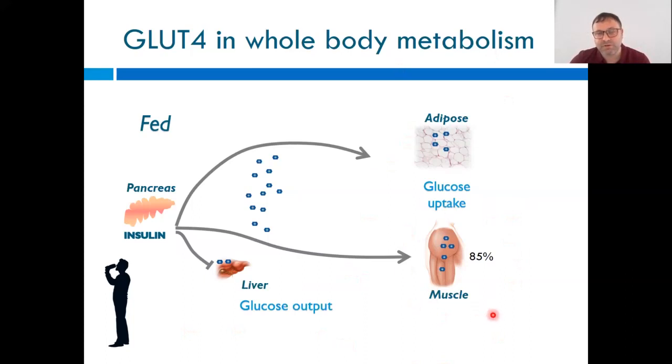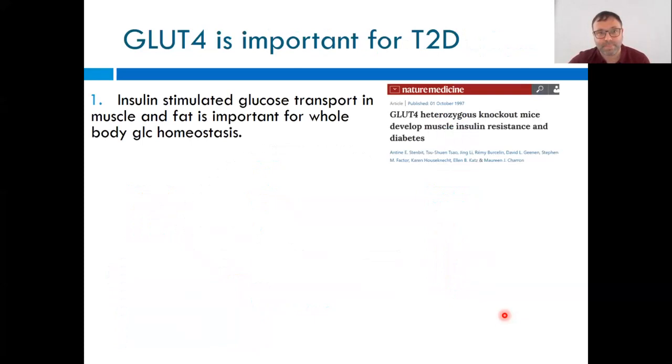And just to point out that in the postprandial state, because of the amount of muscle there is, the majority of glucose, nearly 85%, is taken up into muscle tissue. Now, the importance of GLUT4 to the overall process was really highlighted nicely by a number of knockout mouse models that were generated. These showed that if you delete GLUT4, you get major disturbances to whole body glucose homeostasis. So, for example, the development of insulin resistance, and in some cases, the development of diabetes.